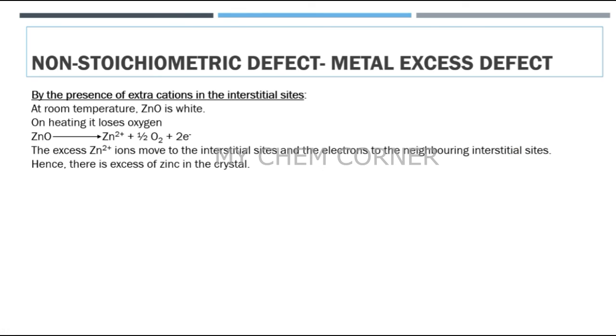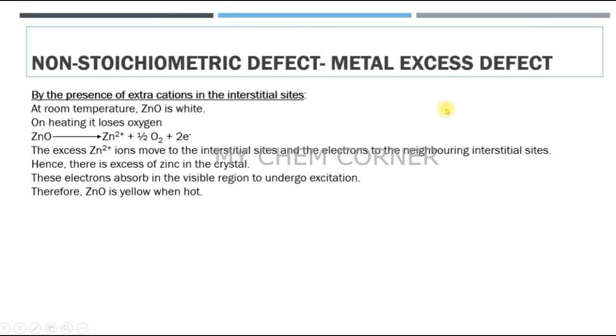Now when this happens, there is excess of zinc in the crystal. And those electrons which move to the neighboring sites undergo excitation, and therefore zinc will now give yellow color when it is hot. So in this equation, this zinc is going to occupy the interstitial site, and the electron that is here is again going to give color to the flame when you try to heat. That is why zinc oxide at room temperature is white, but when it is heated it gives you a yellow color. It's because of this entire process.